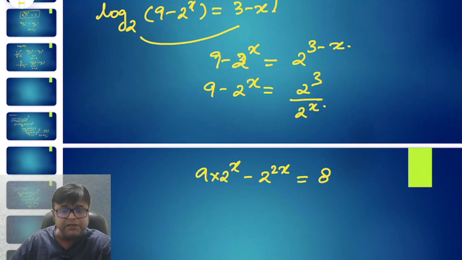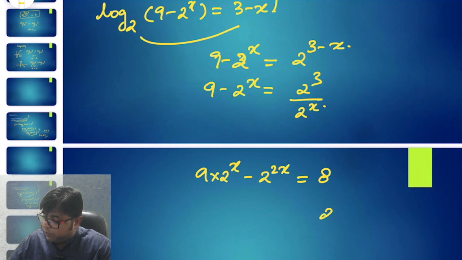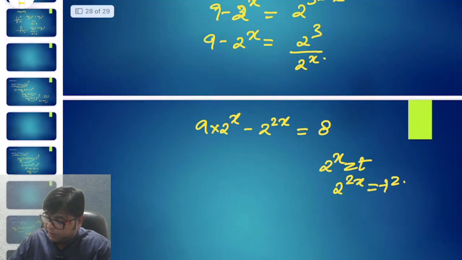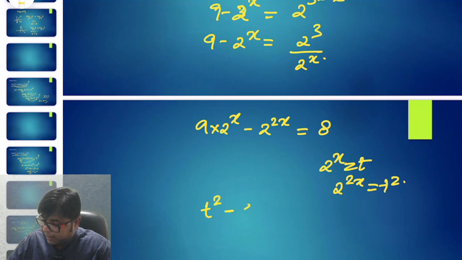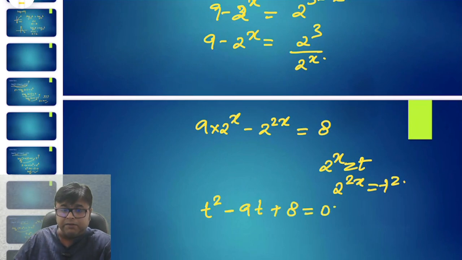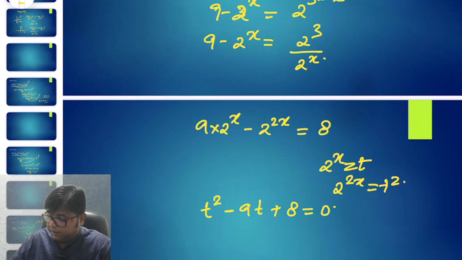As I've told you in the first chapter, this is an equation reducible to quadratic. So if I put 2 to the power x as t, then 2 to the power 2x becomes t squared, which I've covered in the first chapter. So this will give me t squared minus 9t plus 8 equal to 0. Now this will give me two values of t, which are 8 and 1.